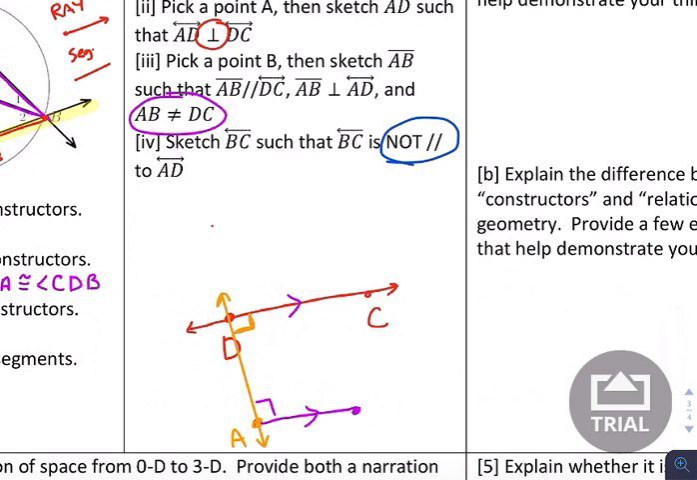Now we have to be really careful here. BC has to be a ray. Notice how it starts at C though. The symbolism here starts at C and goes through B. So I have to start at C. Ooh, that's terrible. C and take it through B.